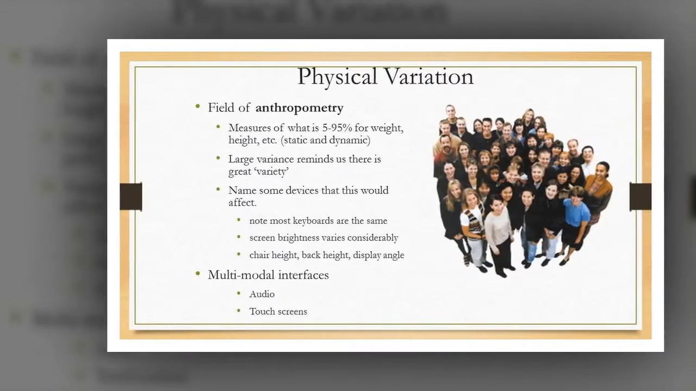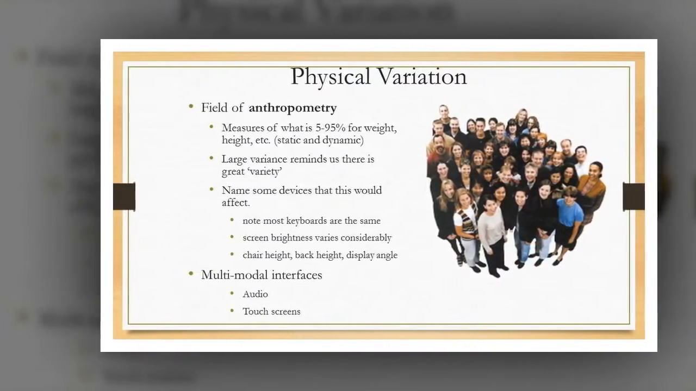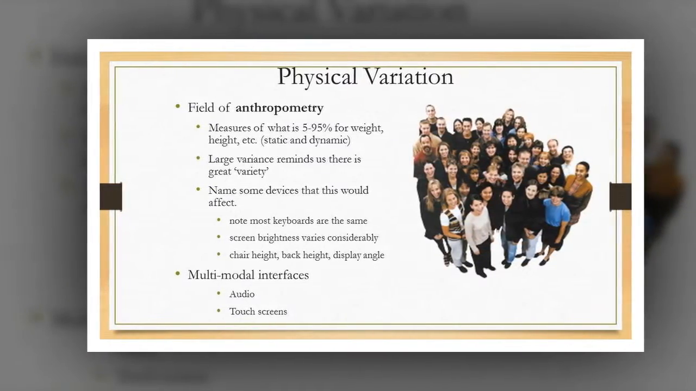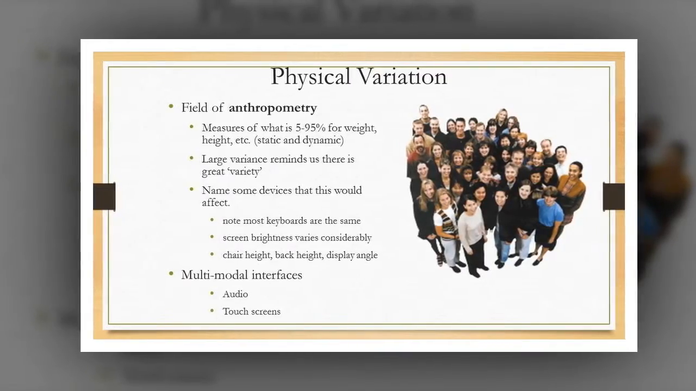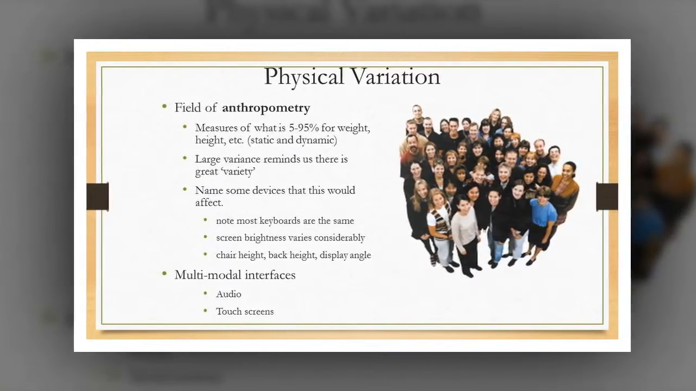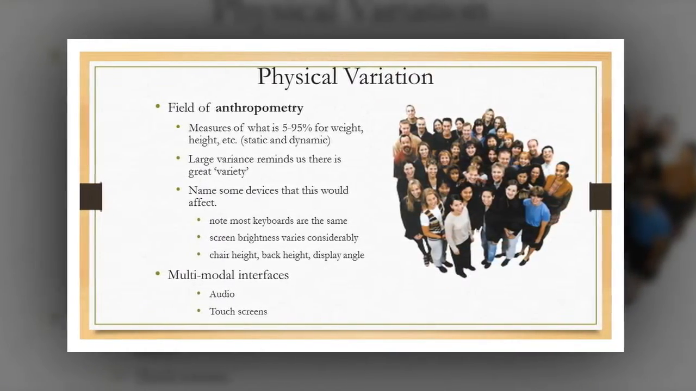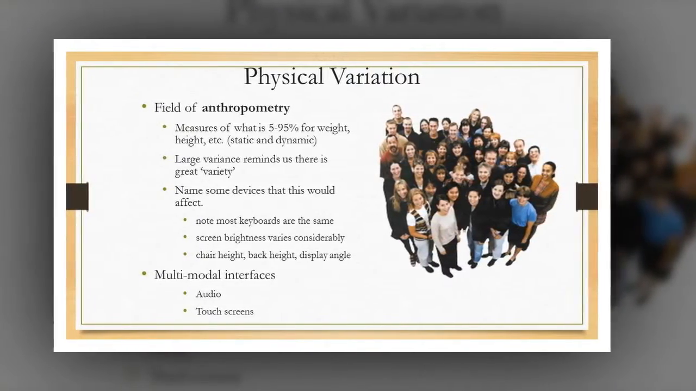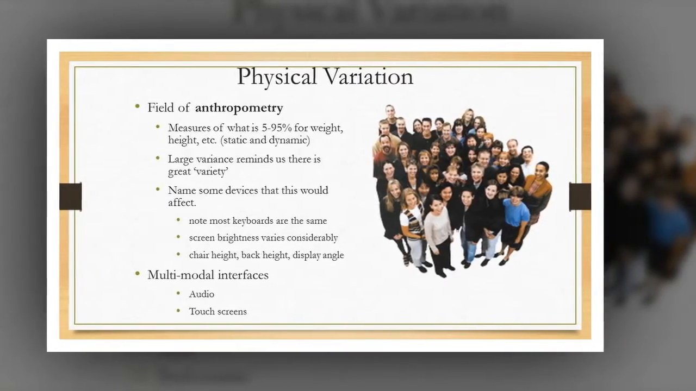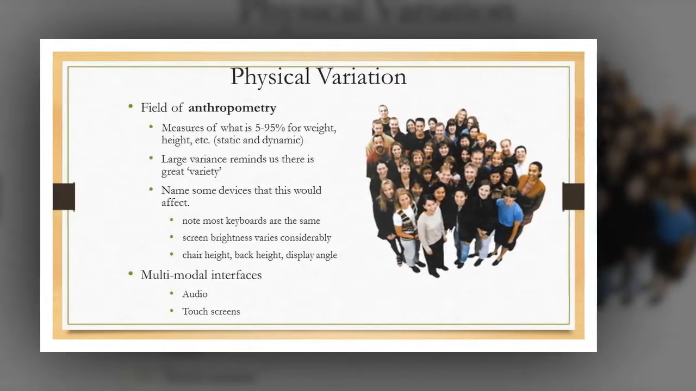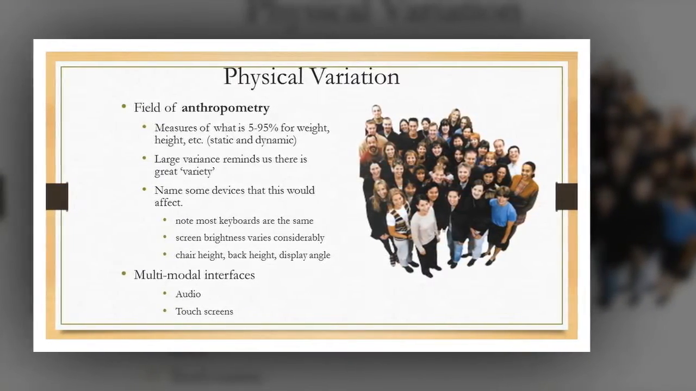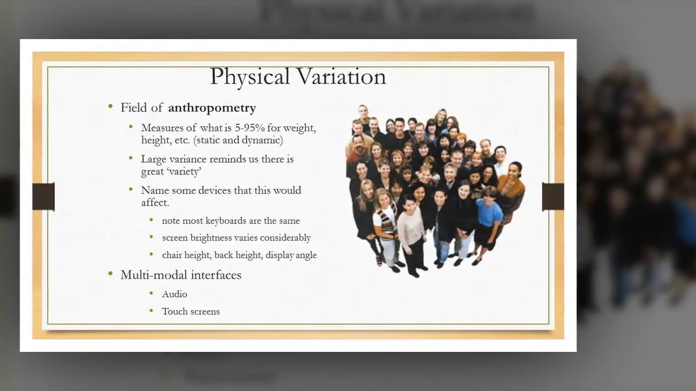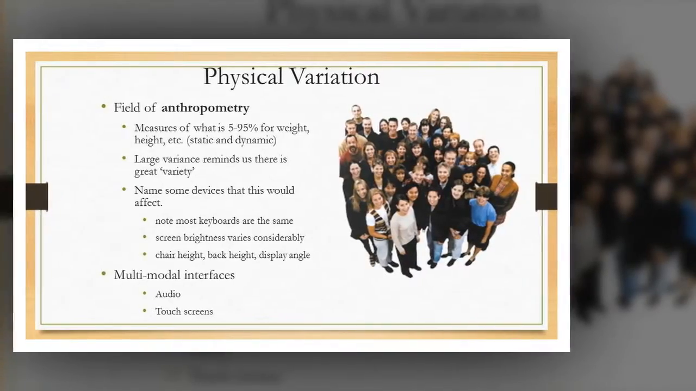Measures of what is normal: 5 to 95% for weight, height, etc., static and dynamic. Large variance reminds us there is great variety. Name some devices that this would affect. Note: most keyboards are the same. Screen brightness varies considerably. Chair height, back height, display angle. Multimodal interfaces, audio, touch screens.